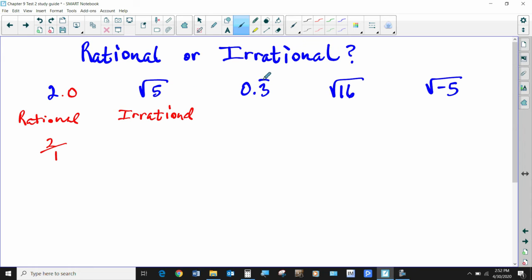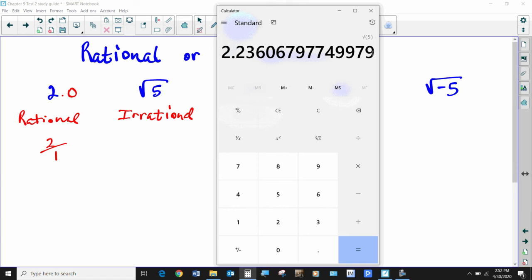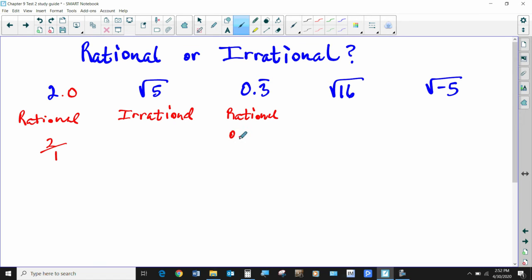0.3 repeated. Rational or irrational? Well, the fact that it's a repeating decimal makes it fall under the category of a rational number. Remember, the irrational numbers have no repeating pattern to them. But 0.3 repeated does have a repeating pattern. It's 0.333, the 3 that repeats, right?